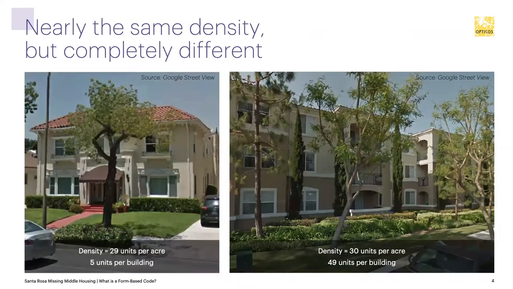In addition to those types of examples, the conventional zoning approach focuses on numerical parameters and measurements that really have little to do with how you experience a building. In this case, the building on the right is three stories with 49 units in it and is longer than you can see in the photograph. And yet it is the same density as the building on the left that is only 5 units and 2 stories. They're nearly the same density as you can see there, 29 versus 30. And so zoning code would focus on that number and those other characteristics. If they were regulated, they would be down the list. But most conventional zoning codes, they are not.